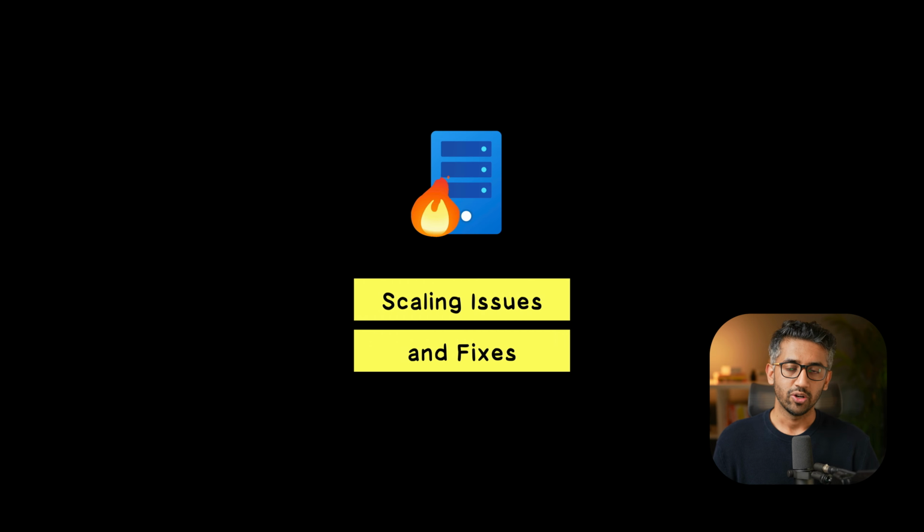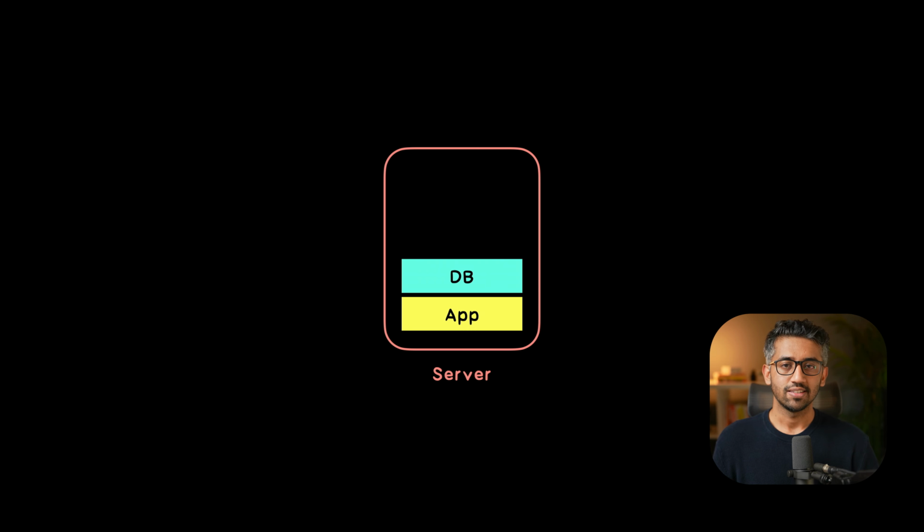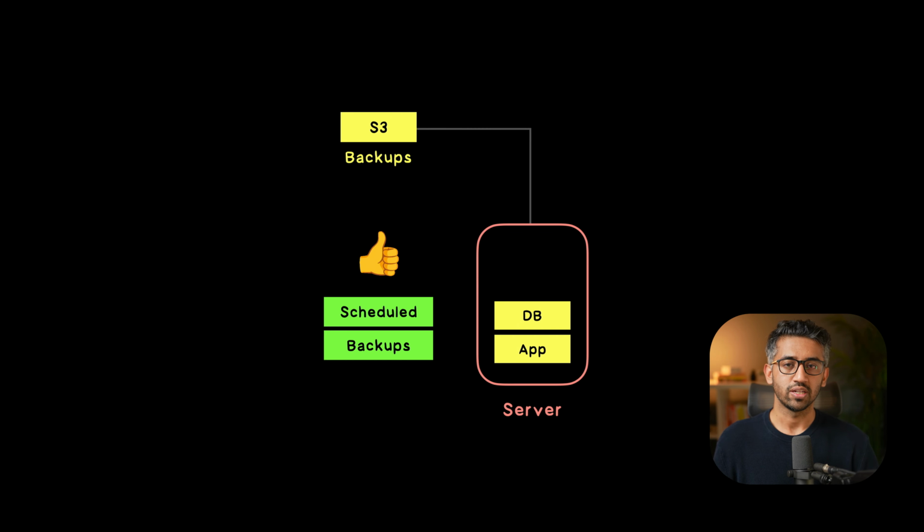An API can go down for several reasons. Let's say you have a single server running your app and database. If this gets wiped out, you can redeploy the app, but not the database because you never took any backups. The fix is to have scheduled backups, but also keep them outside so that you can restore them later.